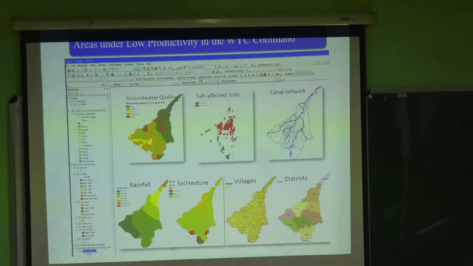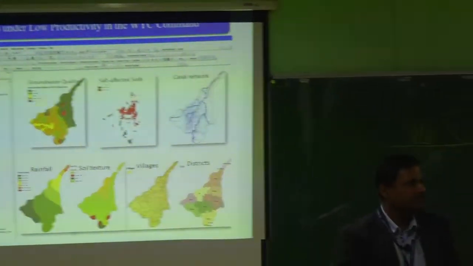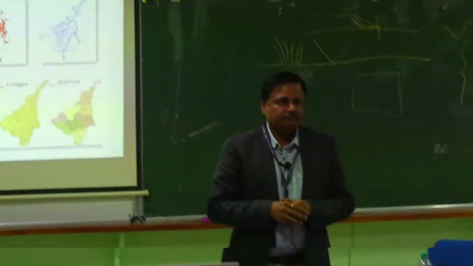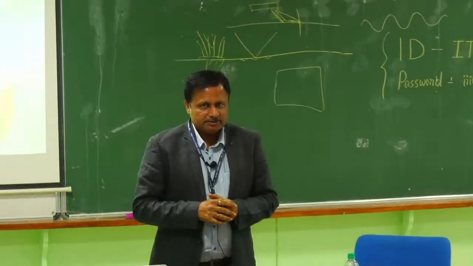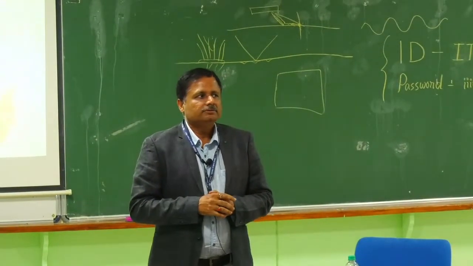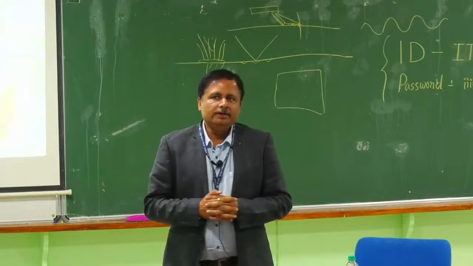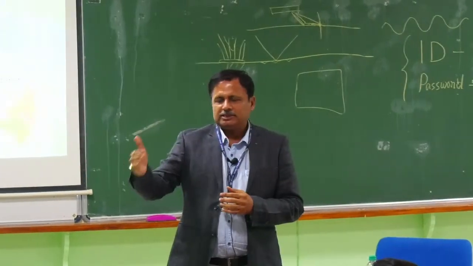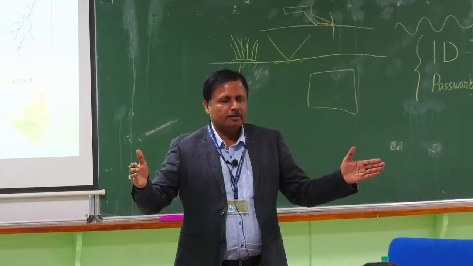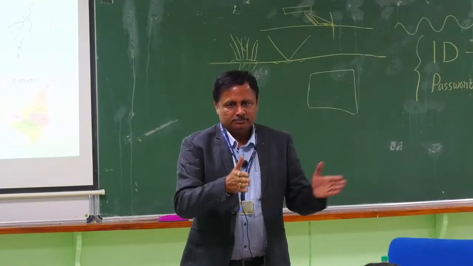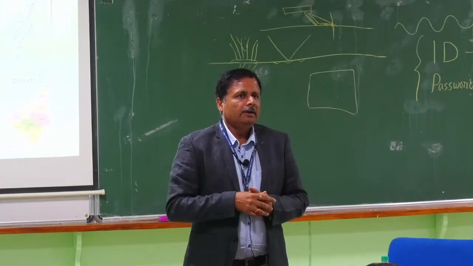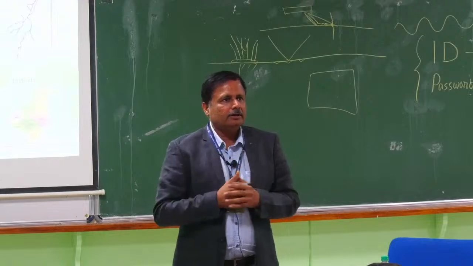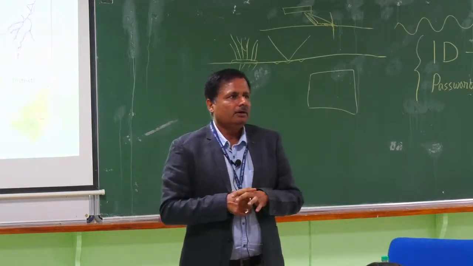There are two methods of interpolation. I think many of the faculties must have taught about this. One is deterministic statistics, the other is geostatistics. In deterministic statistics, we go by only mathematics: this is the 50 meter contour, this is the 70 meter contour, where will the 60 meter contour go? Just using mathematics.